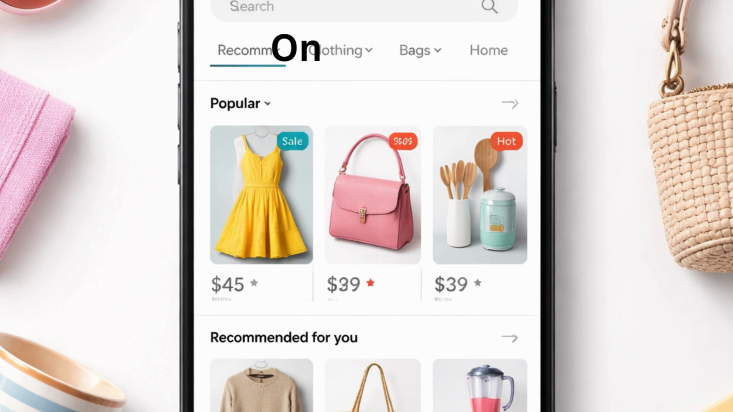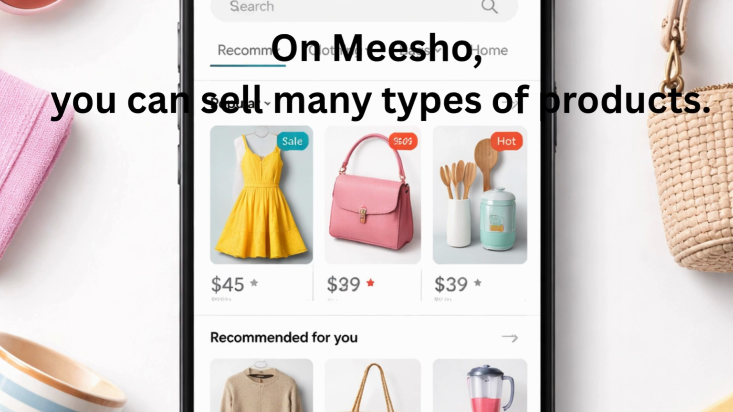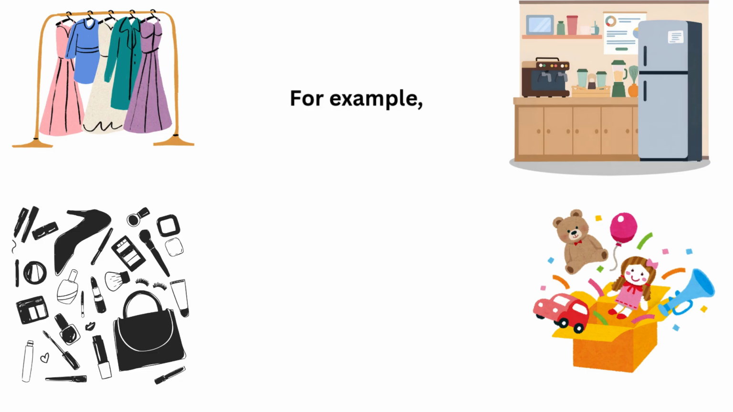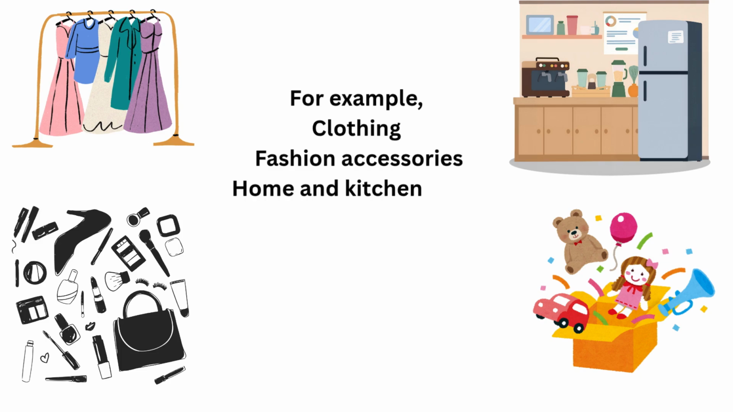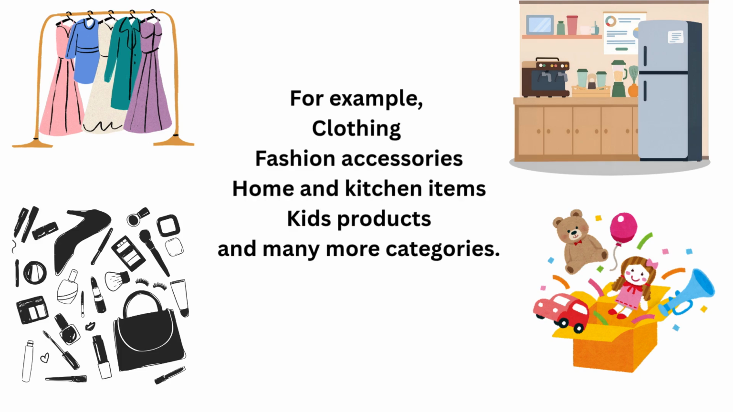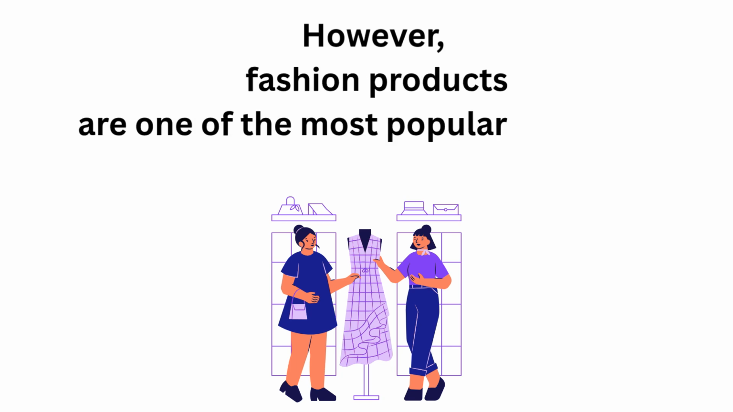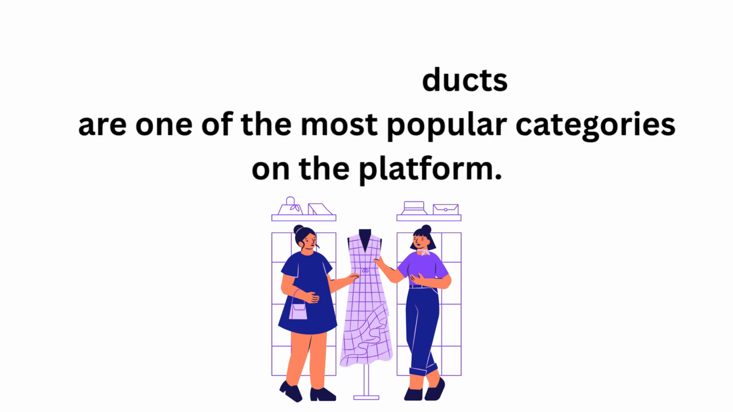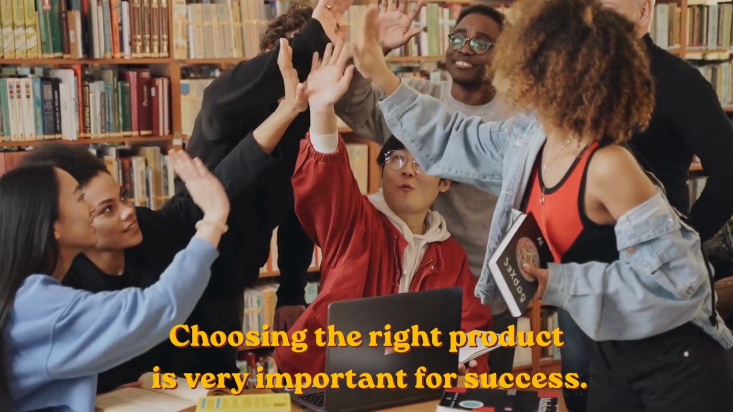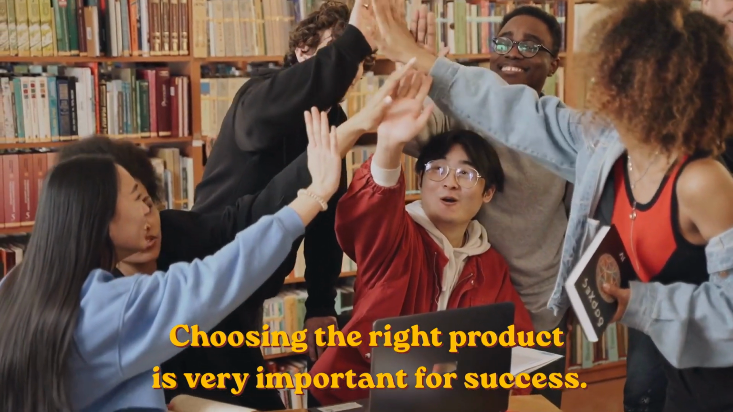Products you can sell. On Meesho, you can sell many types of products. For example, clothing, fashion accessories, home and kitchen items, kids products, and many more categories. However, fashion products are one of the most popular categories on the platform. Choosing the right product is very important for success.